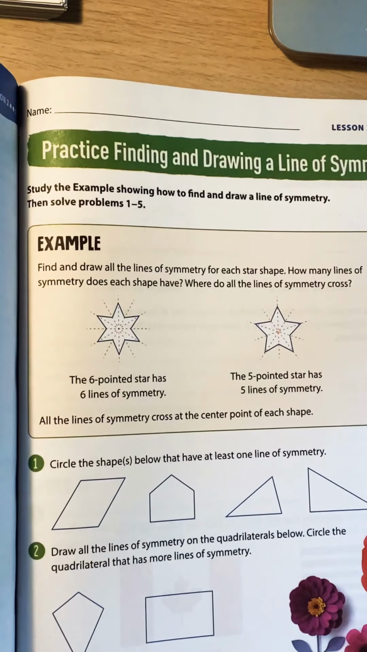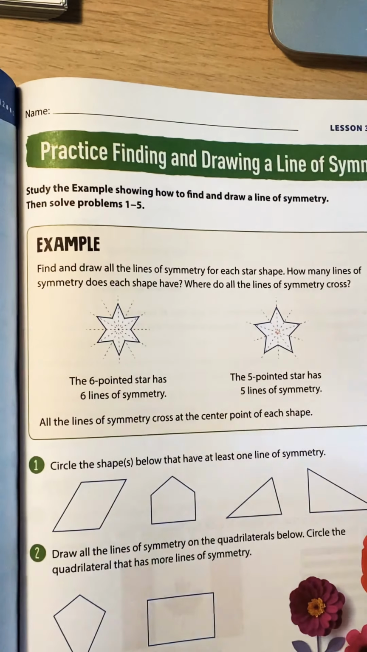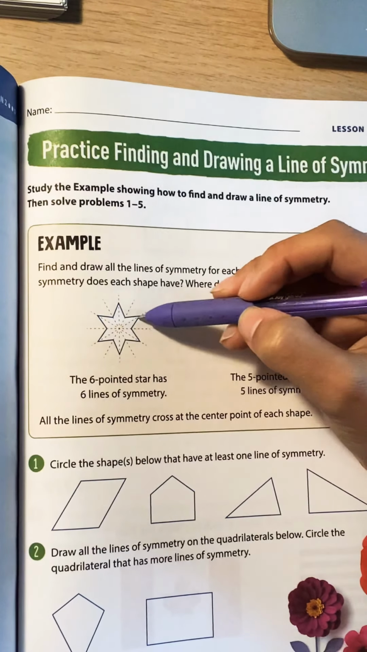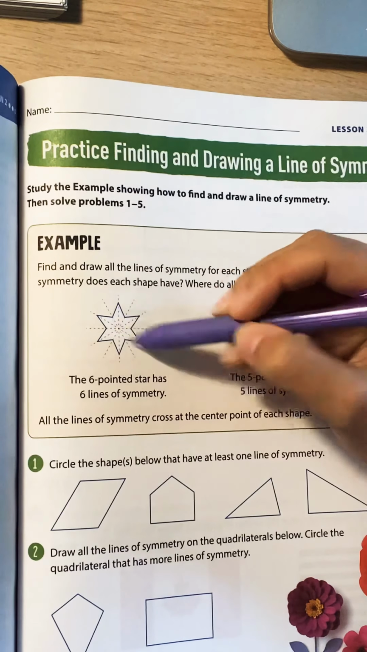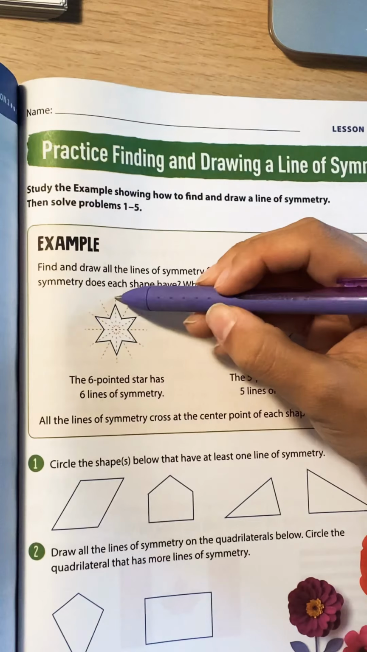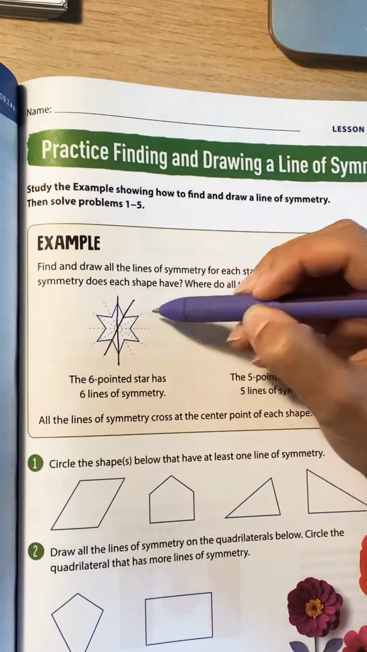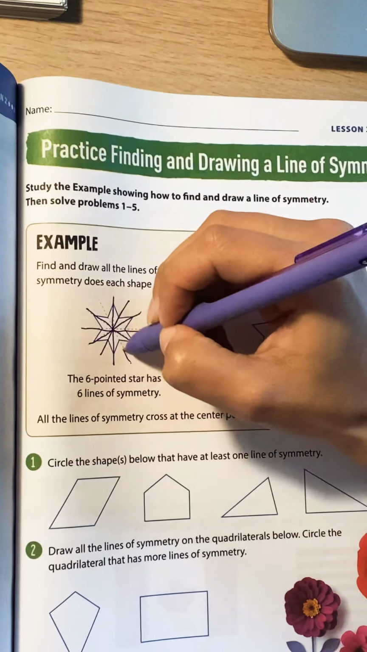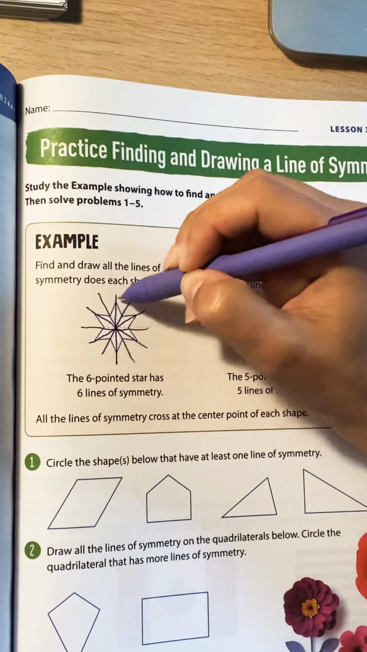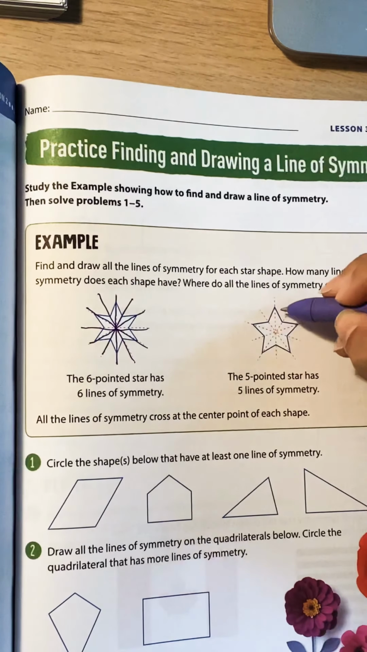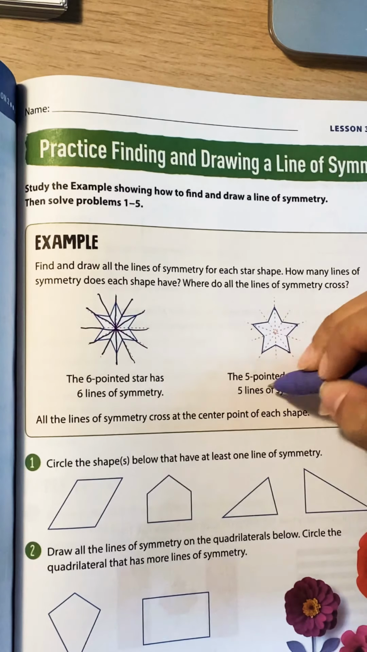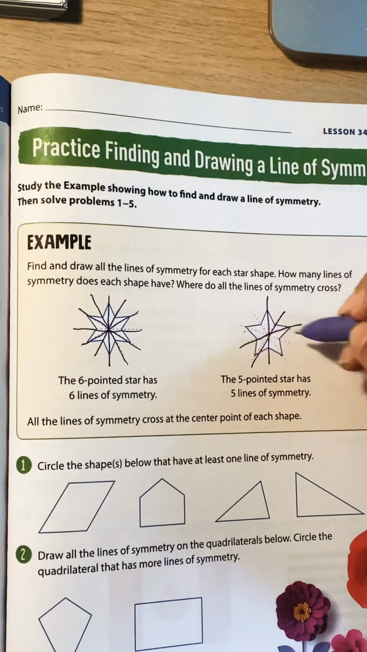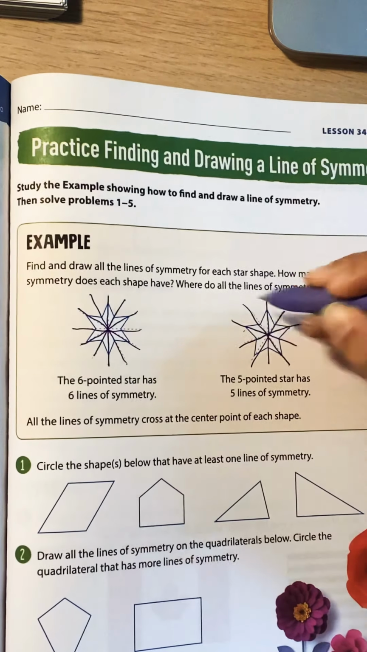753 is the page I'm on. So for the example problem, they have a couple different star shapes. This is a 6-pointed star. 1, 2, 3, 4, 5, 6. And they drew all the lines of symmetry on it. So there's 1, 2, 3, 4, 5, and 6. So the 6-pointed star had 6 lines of symmetry, and this star over here with 5 points only has 5 lines of symmetry. 1, 2, 3, 4, 5.